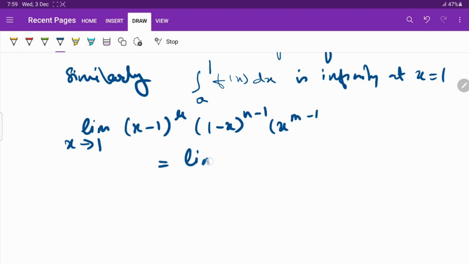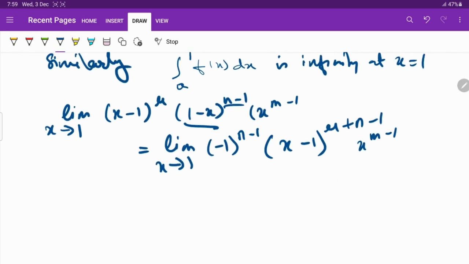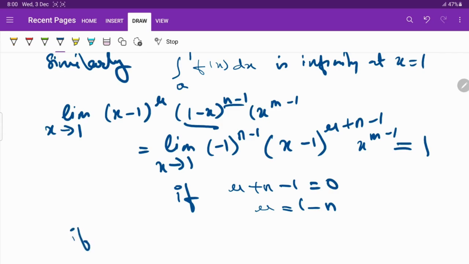Okay, so I can rewrite this, limit x tends to 1. I can take minus common from here, so let me rewrite this: it's going to be (x minus 1) to the power mu, which is already there, and then this is also going to add up, x to the power m minus 1. Again I want to make the limit value 1, so this is only possible if my mu plus n minus 1 is 0, which gives mu equals 1 minus n. So again the same condition as before.